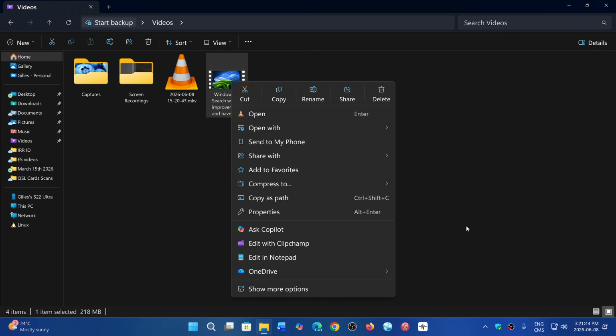Now, the reason for that is all of this added stuff here. Microsoft says that the extensions like Ask Copilot, Edit with Clipchamp, and so on are adding extra time for the load times to happen, because it has to look at what type of file it is and choose the correct extensions depending on what file you want to open. So that was a good idea for them at the beginning, but they are saying that now they realize that it slows down the contextual menus a lot.